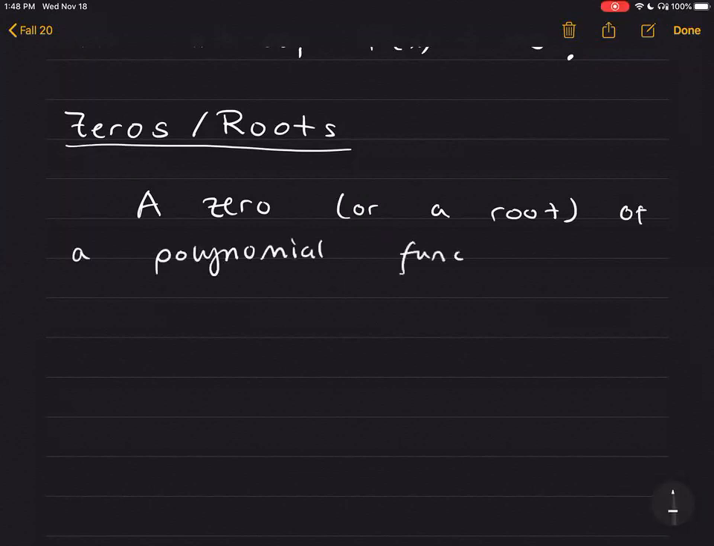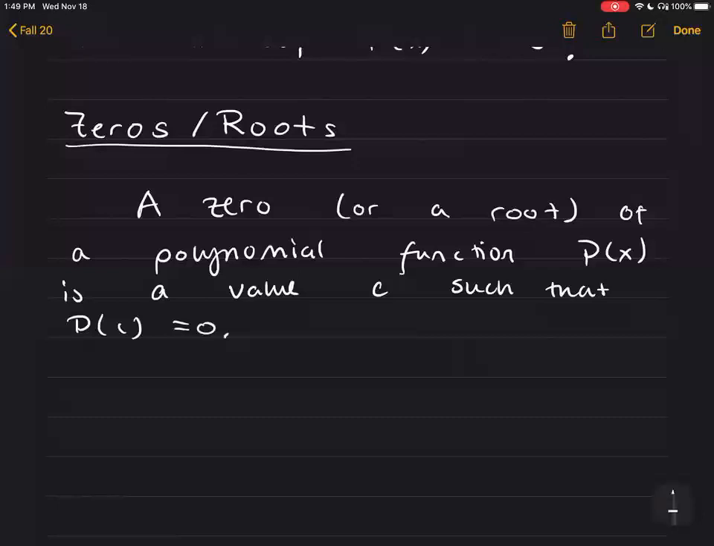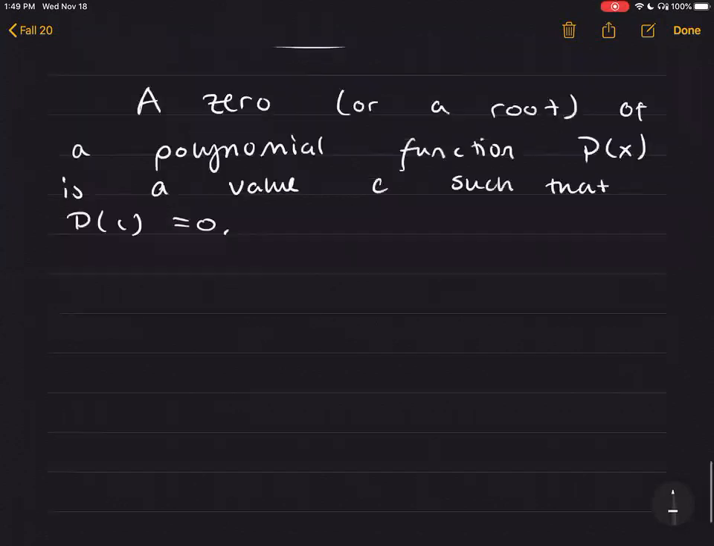function, call it p of x, is a value c such that p of c equals 0. And for this class, for our purposes, c needs to be a real number, so no complex roots.